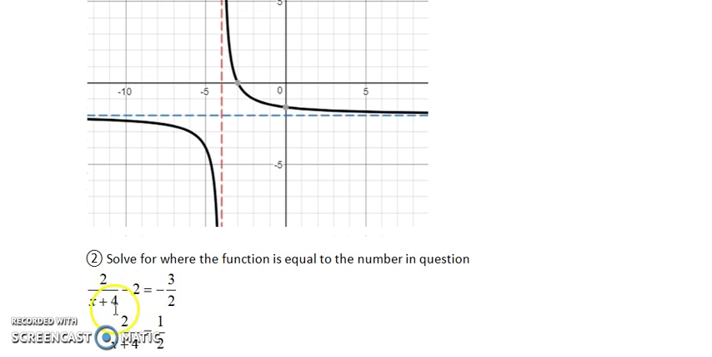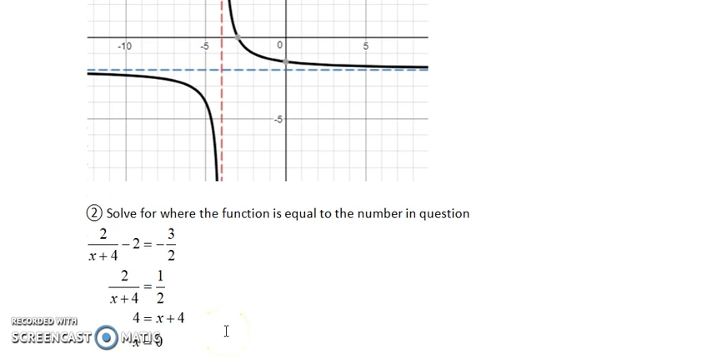So I bring this 2 to the other side, add 2 to both sides, and then to solve this I would cross multiply. 2 times 2 on one side, and 1 times x plus 4 on the other. So it turns out that x is 0. And at x is 0, it's over here, the value of the function is negative 3 over 2.